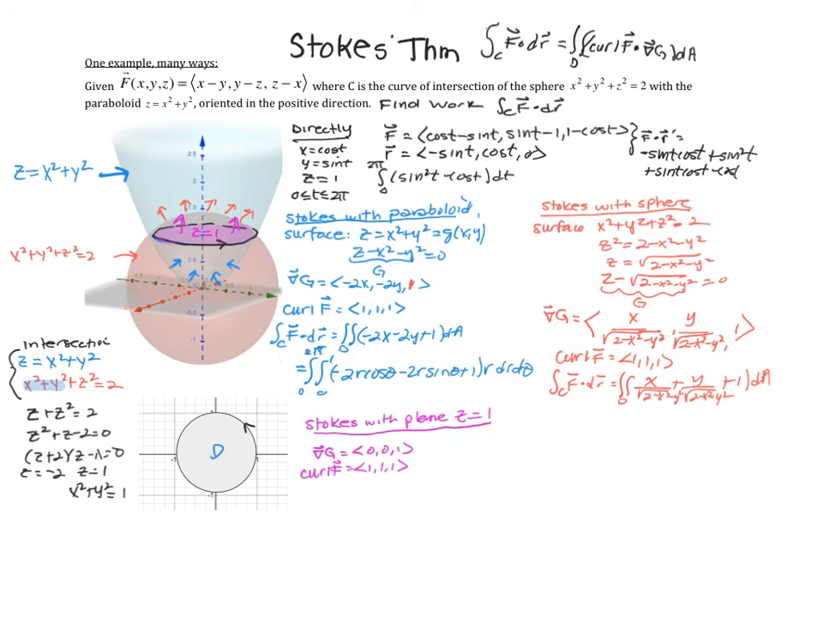Okay, so this dot product is 1. And so that is just the area of D, and that is pi. That is the easiest way to do that problem.